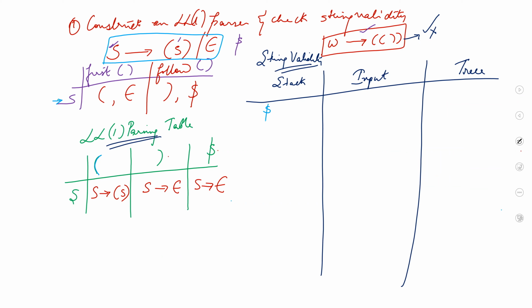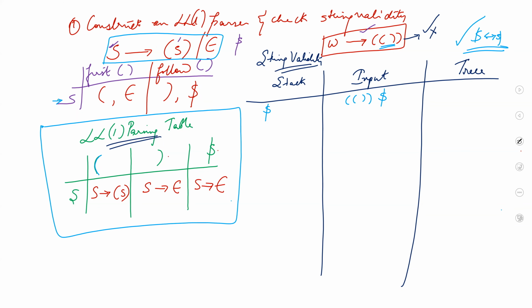Now, initially, put dollar in your stack. As in the algorithm I've told you, in the bottom of the stack, put a dollar. And what do you have to check? You have to check whether this particular string is valid or not. So that is the input string we have in the question. As we normally do, end it up with a dollar. The moment dollars and dollars come together, it means it is a match. So we have to work for that. Now all the check-ins, you will be doing it with your LL1 parsing table.